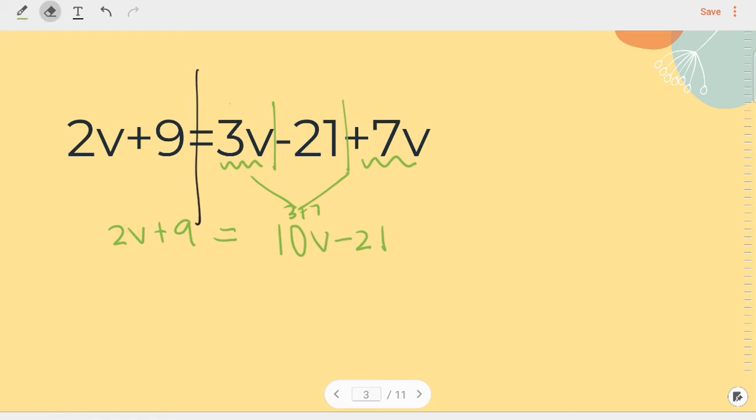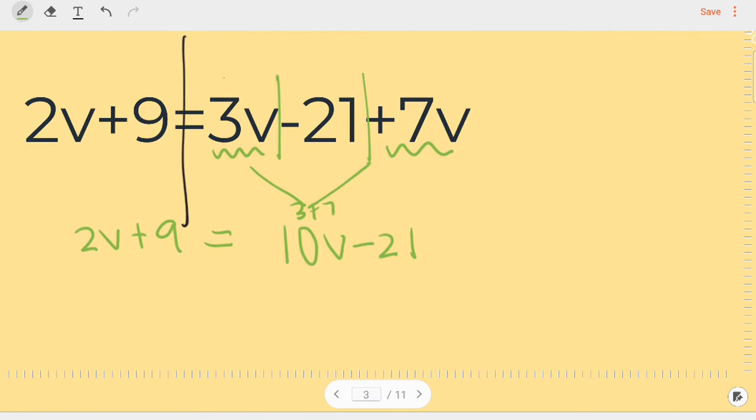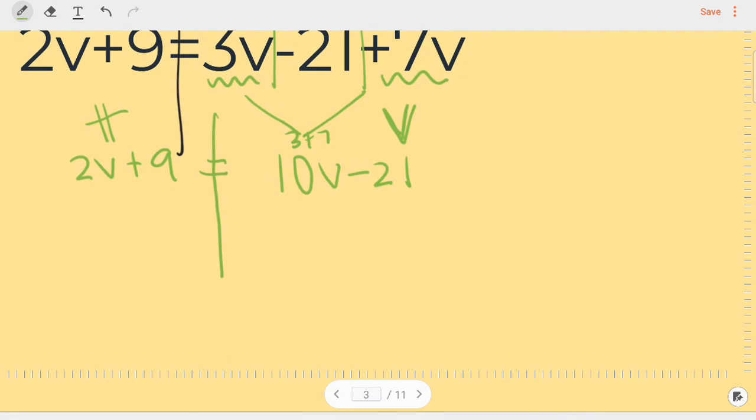So now that I have a simplified answer, I can now decide which is going to be my variable side and which is going to be my number side. Well, as I look at my equation, 10v is certainly bigger than 2v, so the right side is my variable side and the left side is my number side. I'm going to draw a line down and I'm going to continue.